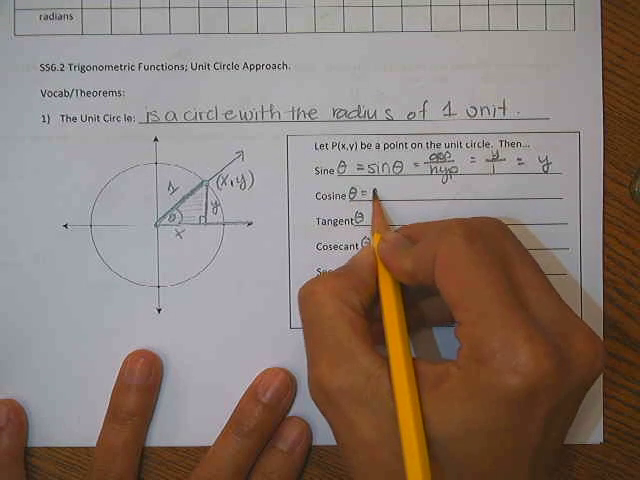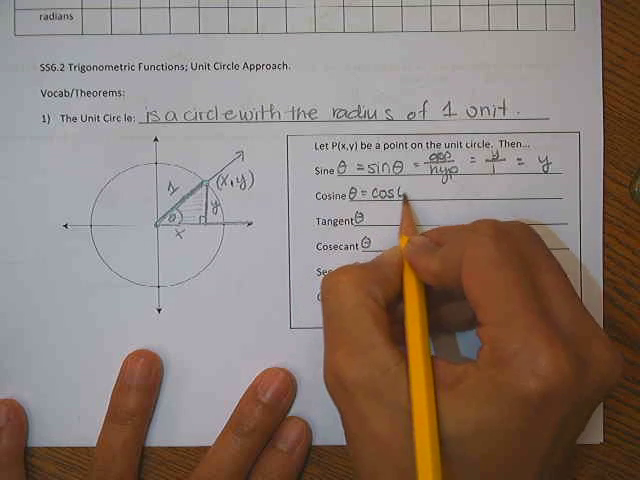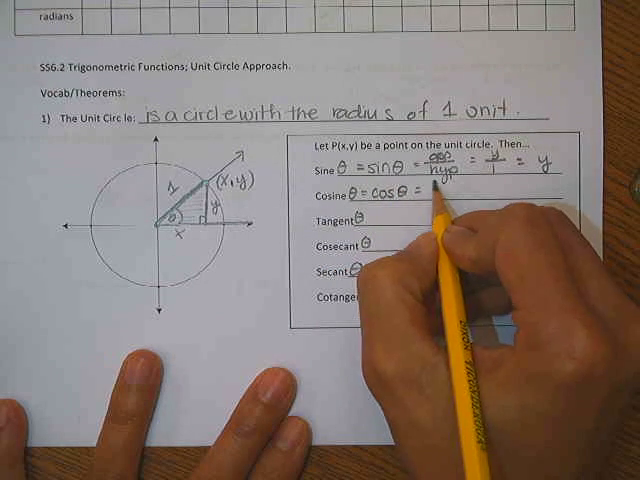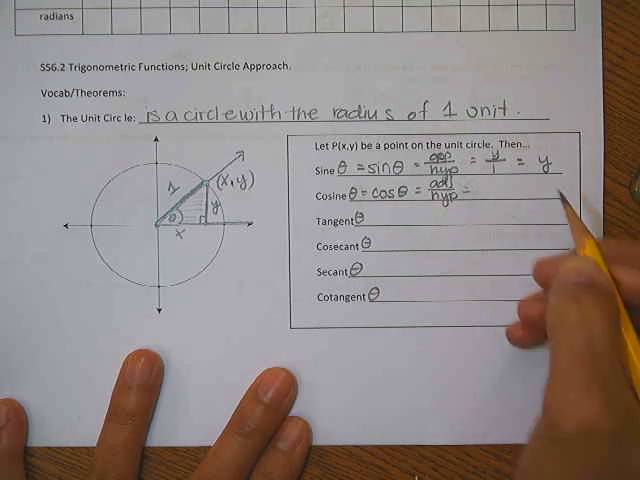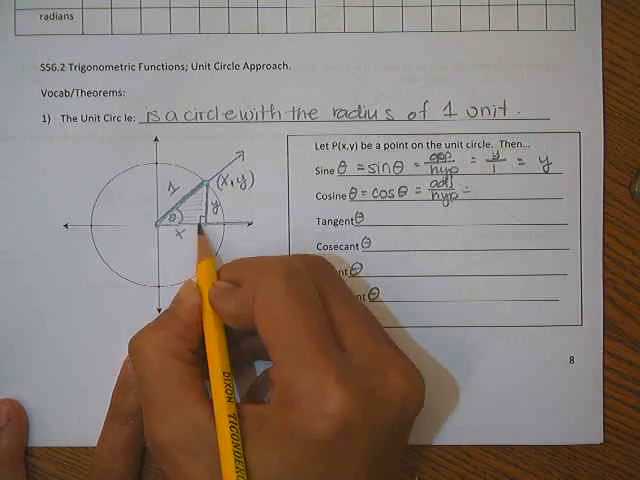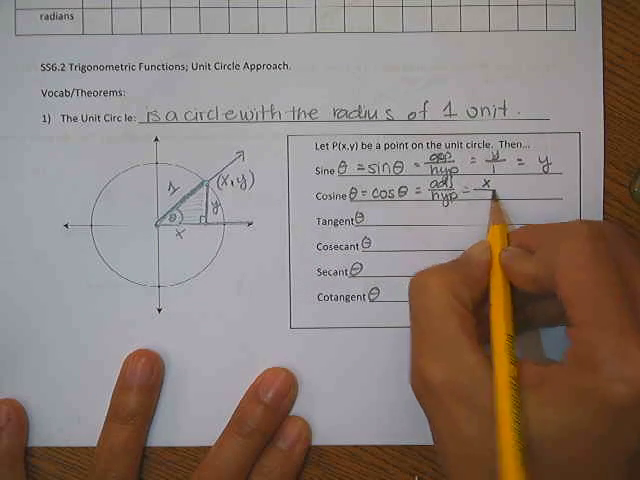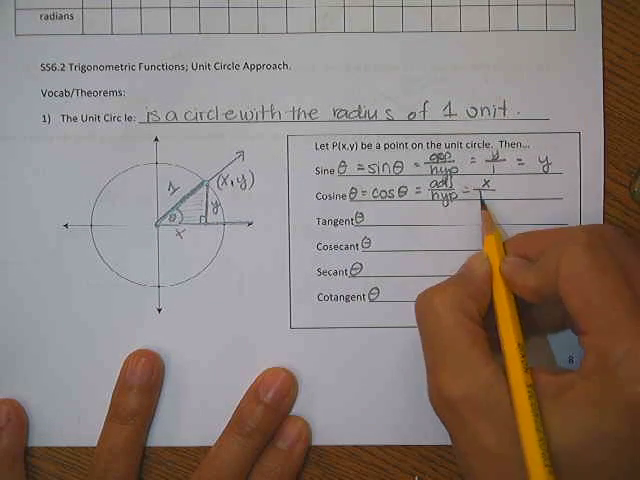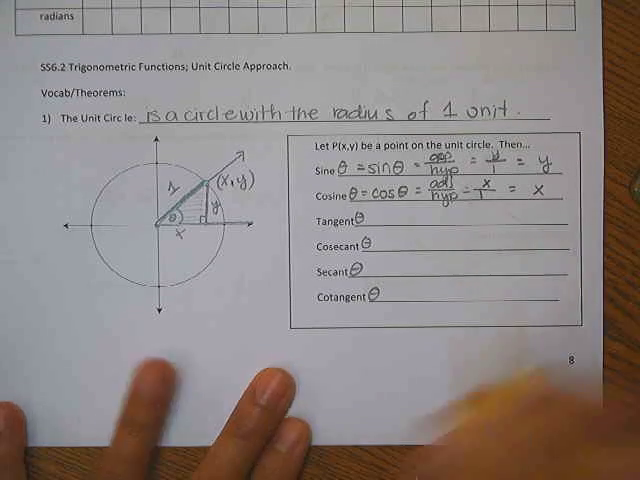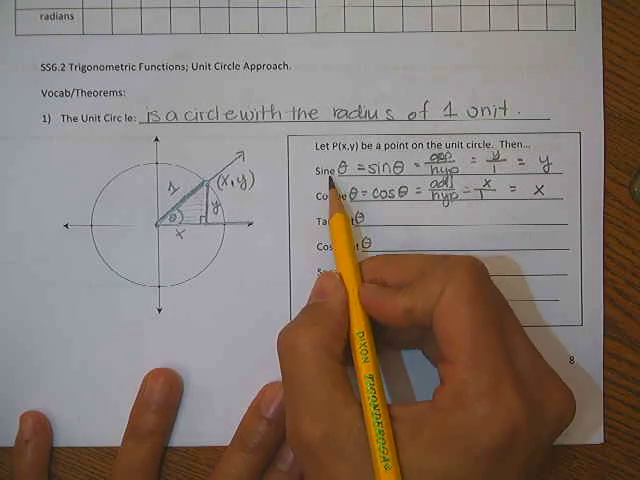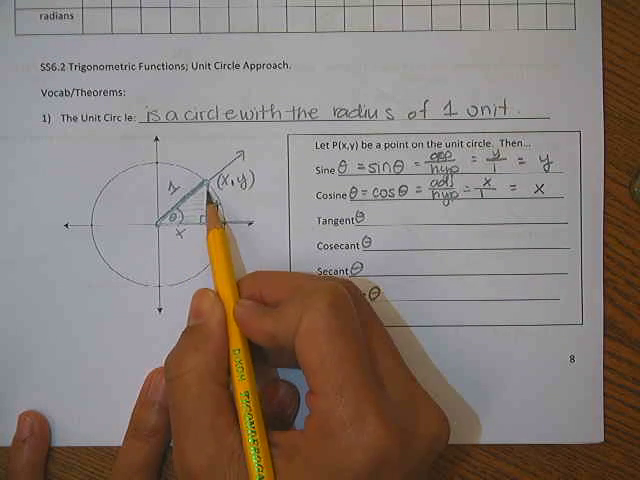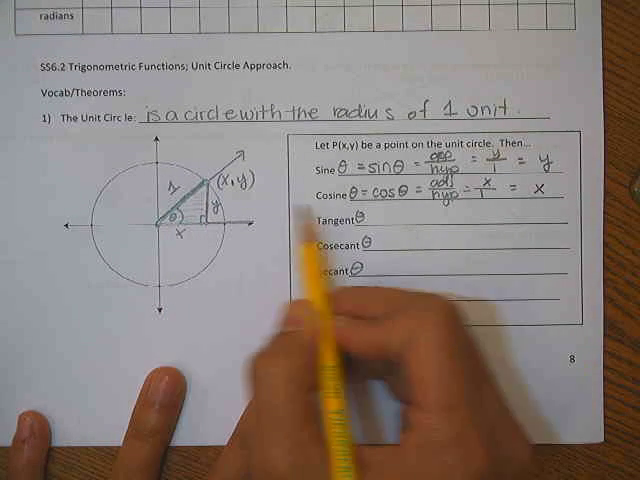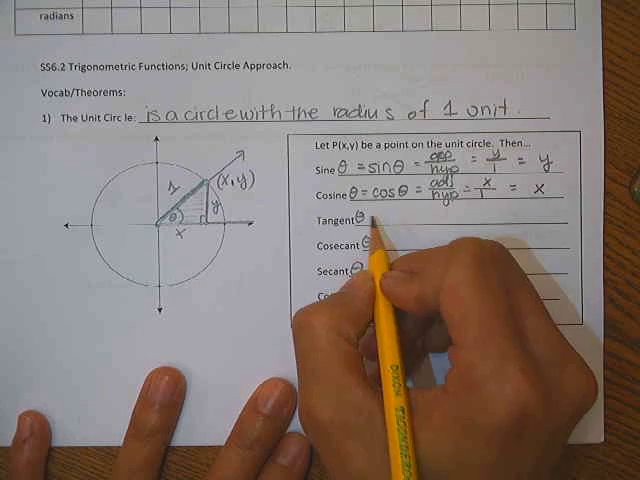Cosine abbreviation, we're going to call it cos of theta. And cosine equals adjacent over hypotenuse. Adjacent of this central angle is x. Hypotenuse is the radius of 1. We're going to reduce that to x. So sine on the unit circle is the same as the y coordinate, and x is the same as your cosine on the unit circle.